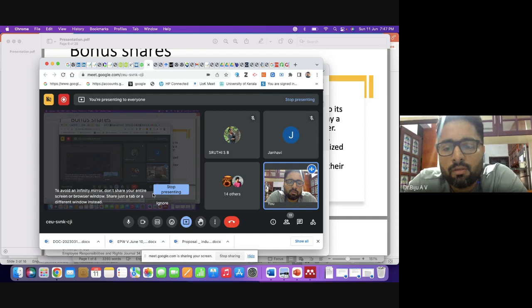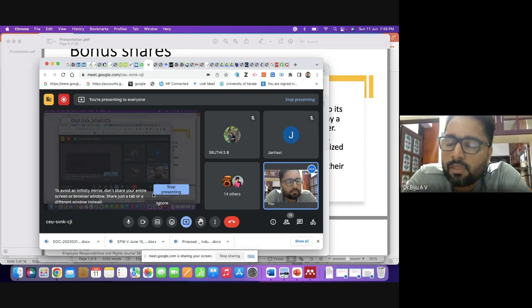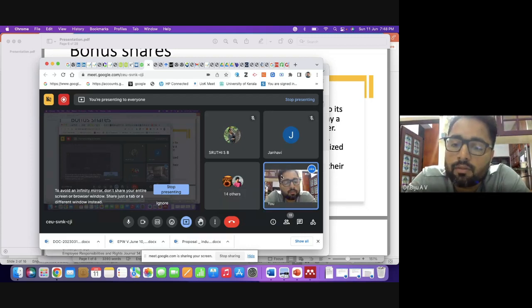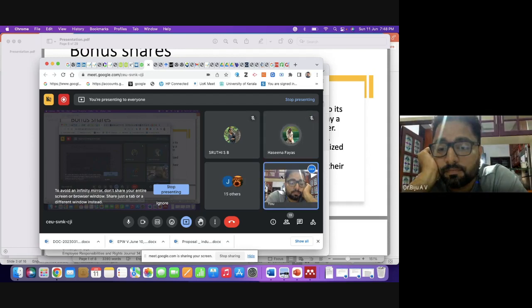The market price at the time of the bonus is 100, so 100 shares into 100 is 10,000. After the bonus, 100 shares are also added to his demat account. Now he has 200 shares. So what is the total net worth of him? 100 multiplied by 100, that is 10,000, is the whole position. Now 200 shares, 200 multiplied by 100, that is 20,000, right?